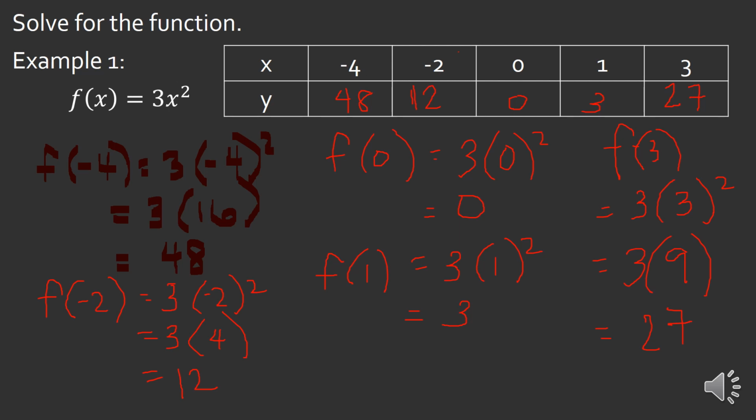So if x is negative 4, y is 48. If x is negative 2, y is 12. If x is 0, y is 0. If x is 1, y is 3. If x is 3, y is 27.